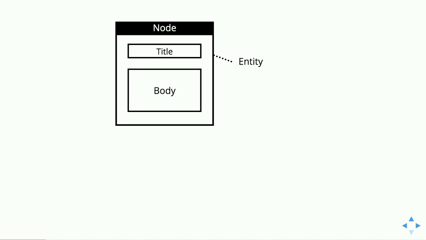So let's look closer. What is entity? Entity, for example, node entity is just a title and body field, nothing more. So node is an entity with two predefined fields. Each of field can be treated as atom of content, atomic piece of content. And the whole entity is kind of molecule.